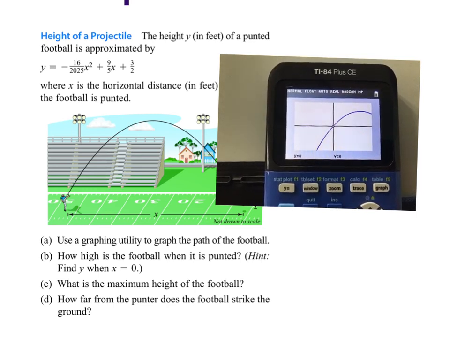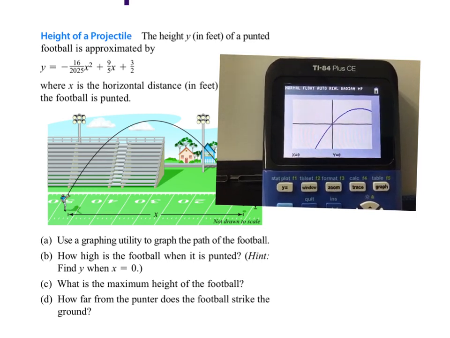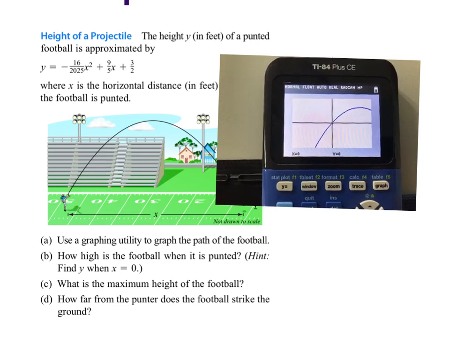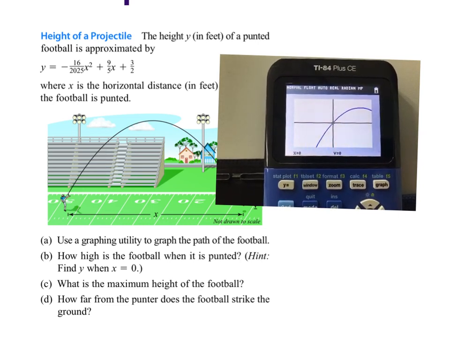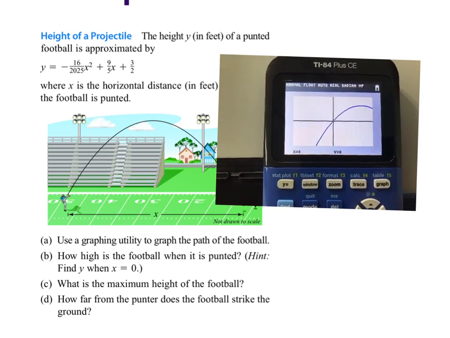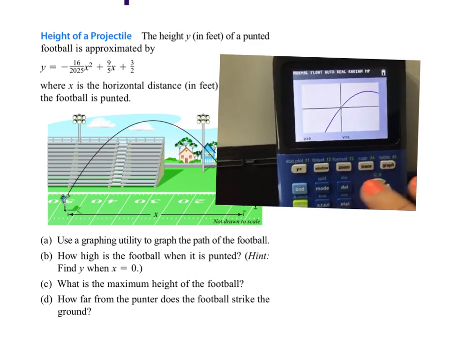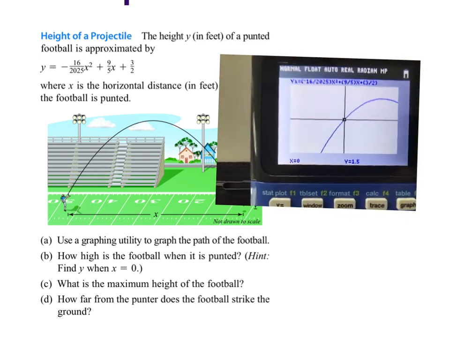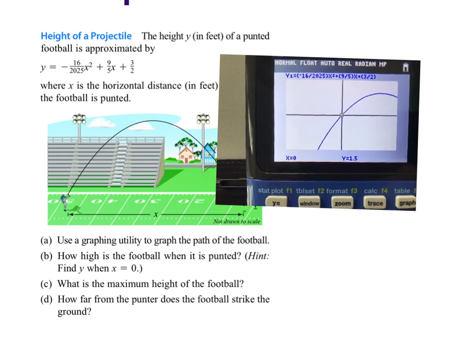B says, how high is the football when it's punted? And it even says, hint, find when x is 0. What coordinate point is when x is 0? What's it called? The y-intercept, right? So I can either go to my graph, and actually if I go to trace, it brings it straight to it, which is 0, 1.5.